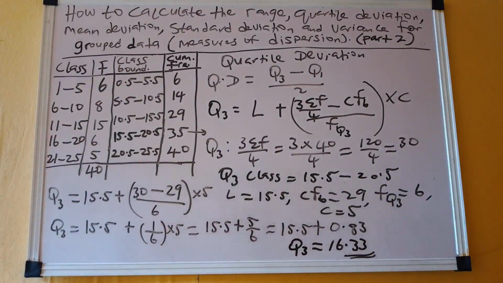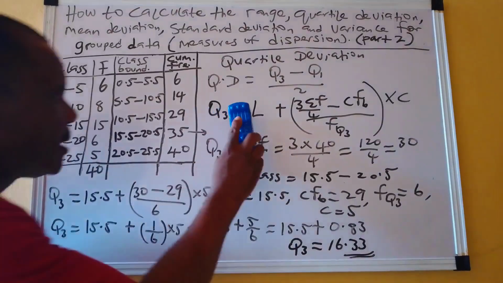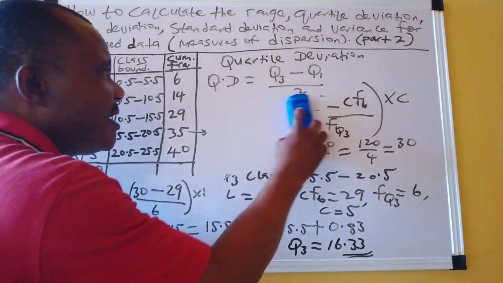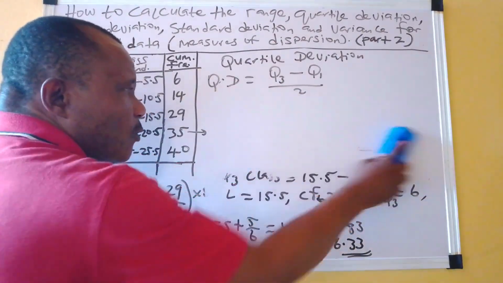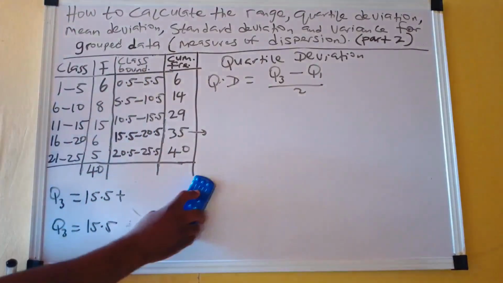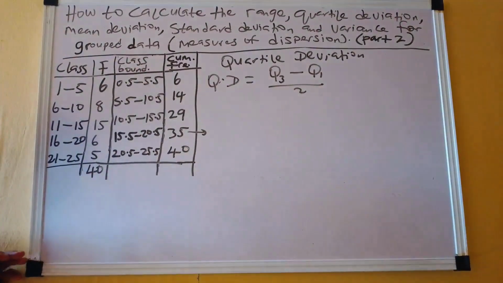Now we are going to calculate our Q1, because to calculate the quartile deviation, we need our Q3 and our Q1. So let's go ahead and calculate our Q1. I hope you have taken note of the Q3. You can see that the value we just calculated falls within the Q3 class.